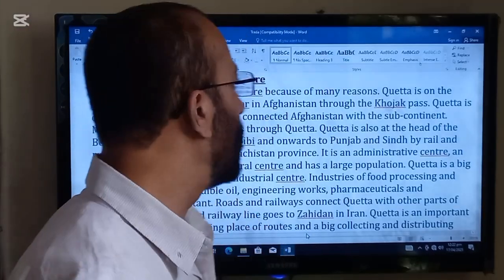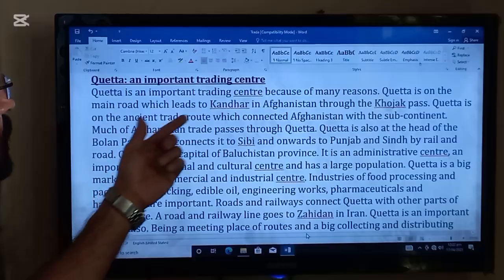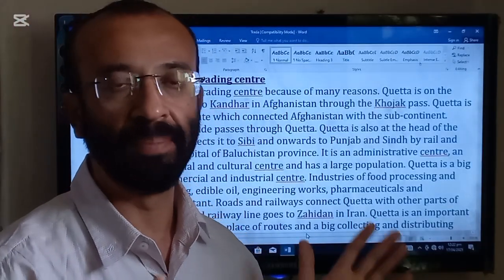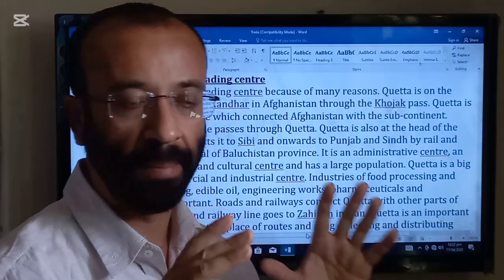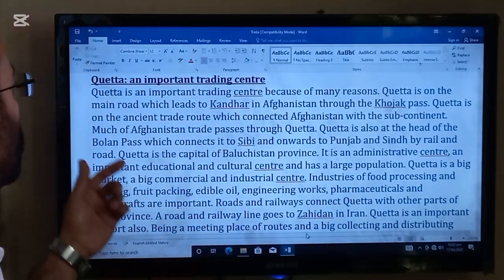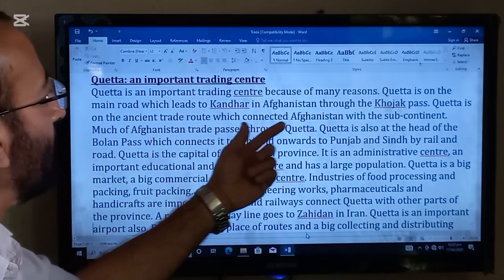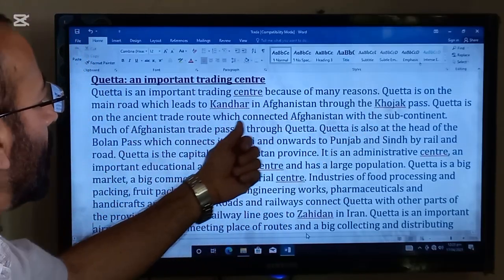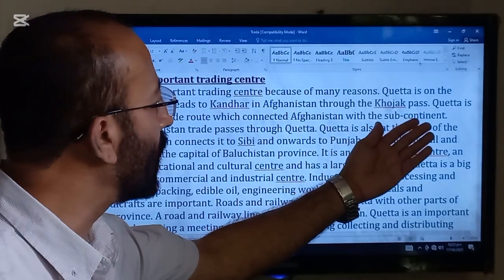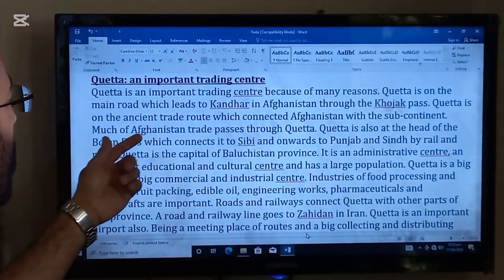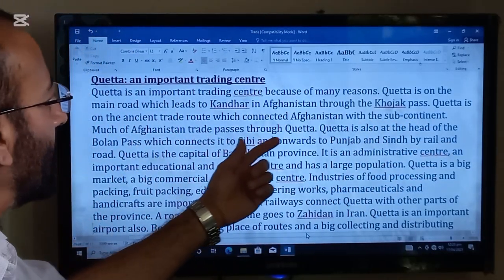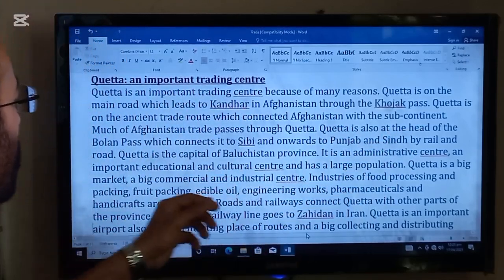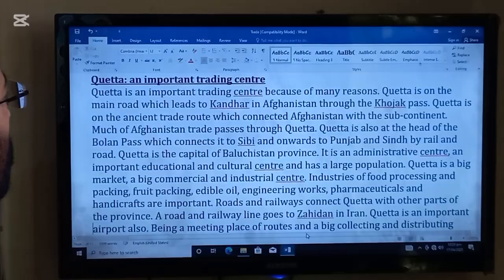Next topic in the lecture is Quetta, an important trading center. So we are going to read different reasons because of which Quetta is an important trading center. Quetta is an important trading center because of many reasons. Quetta is on the main road which leads to Kandahar in Afghanistan through the Khojek Pass. Quetta is on the ancient trade route which connected Afghanistan with the subcontinent. So this is the important reason because of which Quetta is an important trading center.